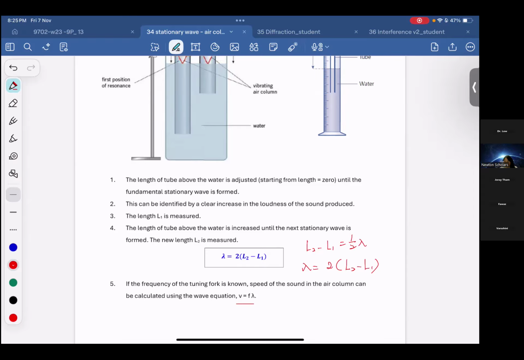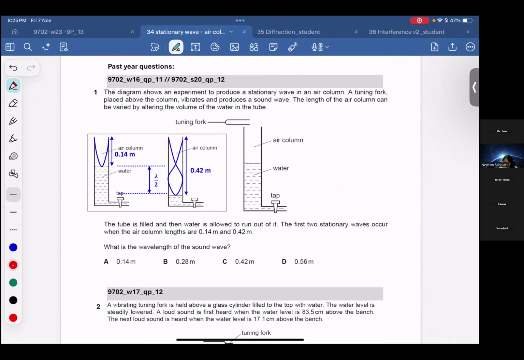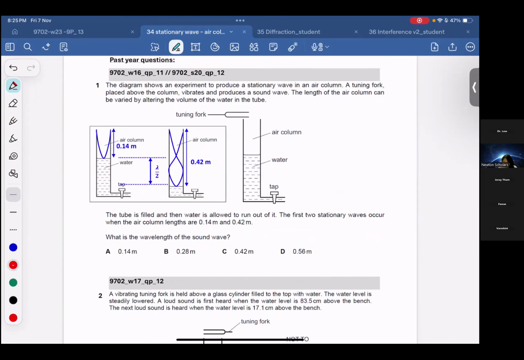We try page number 9. First diagram, I draw it for you, but the exam doesn't have it. Sometimes we do more past questions, and actually the questions will be repeated. Here, we fill the water. The first two stationary waves occur when the column length is 0.14 and 0.42 meter, because one end closed, one end open.